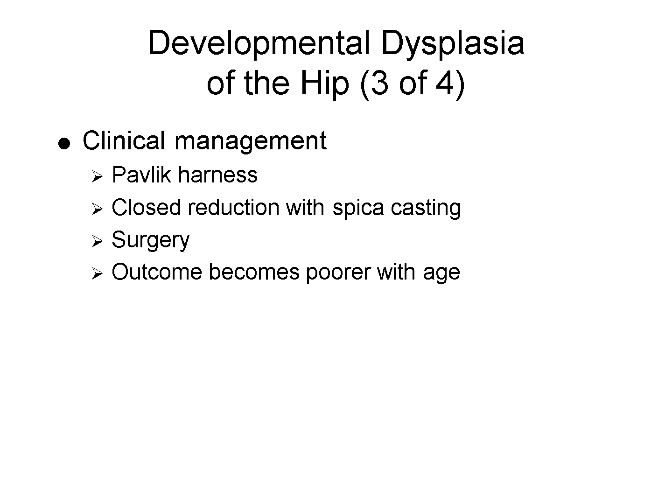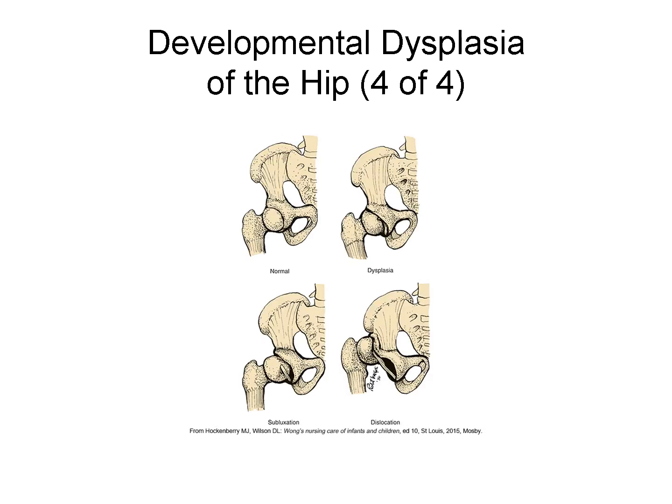Management includes the use of a Pavlik harness to maintain proper hip alignment in infants. If this fails, a closed reduction with spica casting may be necessary. In older children, surgical correction may be required. The earlier the diagnosis, the better the prognosis for normal hip development. This image illustrates normal versus dislocated hips.